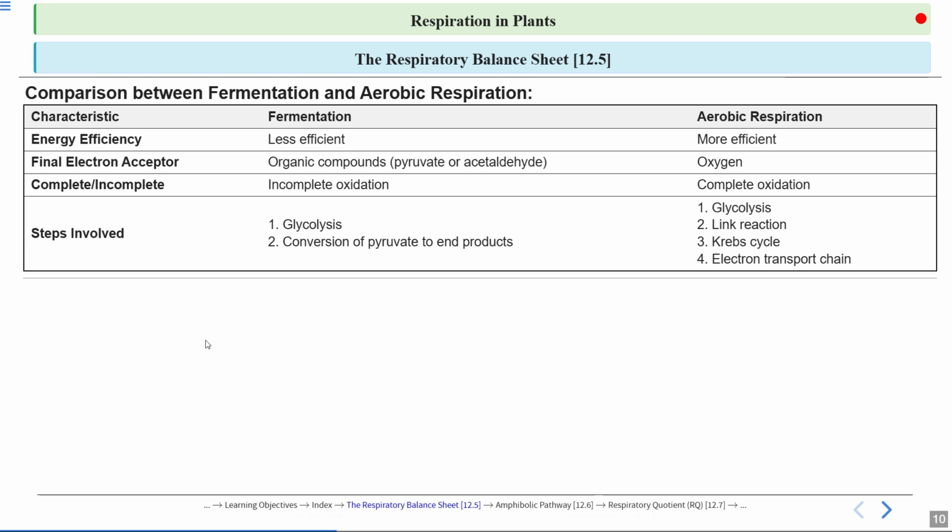If we talk about aerobic respiration, the steps involved include first glycolysis, which takes place in the cytoplasm, followed by the link reaction, which is oxidative decarboxylation. Then there is the Krebs cycle in the mitochondrial matrix, followed by the electron transport chain and oxidative phosphorylation, which take place in the inner mitochondrial membrane to produce ATP. So here you can see that starting from glycolysis, there is complete oxidation of glucose to the point till ATP is produced.